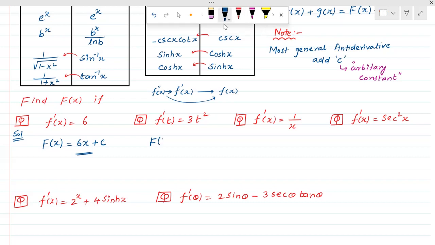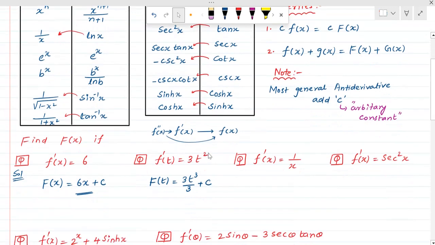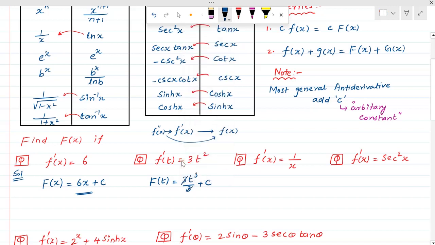What about capital F of t, which is equal to 3t power 3 over 3 plus c. Because as per the rule, I have to add the power. So I have to add: x power n means x power n plus 1 over n plus 1. Here the power is 2, therefore 3 over 3. So if you simplify, the 3 with the 3 cancel, F of t equals t power 3 plus c.